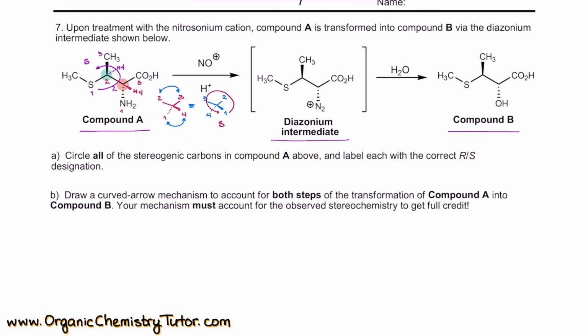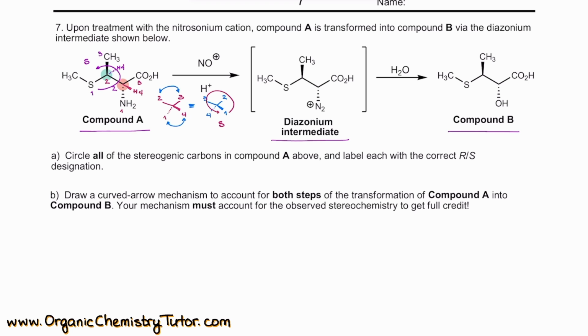Alright, so the next part here, we need to draw a curved arrow mechanism to account for both steps and the transformation of compound A into compound B, and your mechanism must account for the observed stereochemistry to get full credit.